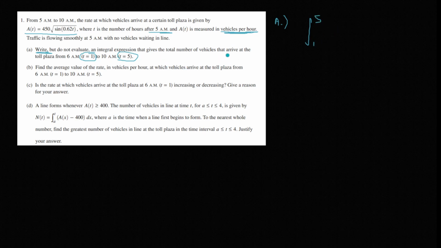And so we want to find the total number of vehicles. Well, we have the vehicles per hour. So we just write the integral of A of t with respect to t, which is 450 sine of the square root of 0.62t, dt.